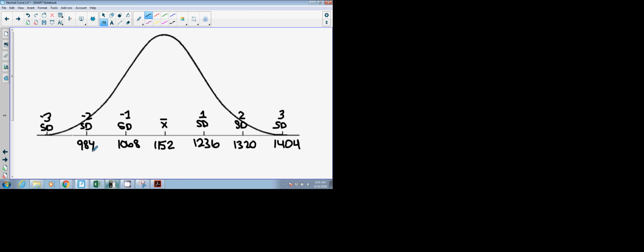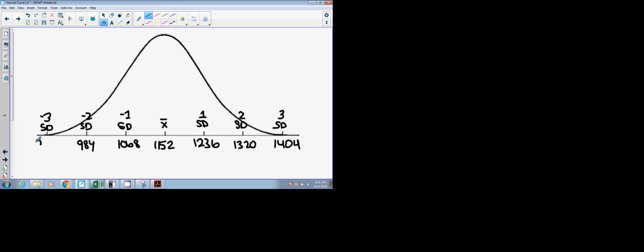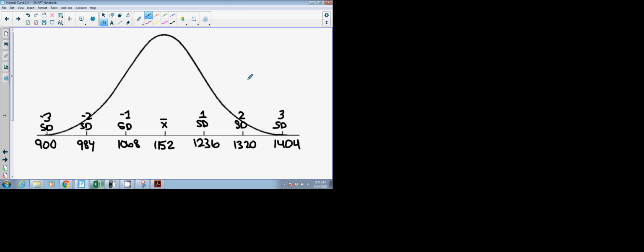And again, we're going to do a similar thing for my -3 standard deviations. I'm going to take away from my mean 3 standard deviations. So 3 values of 84. To get to my -3 standard deviation value of 900. So I have now drawn the normal curve. I've labeled the mean and the number of standard deviations, and I have identified the value of each mean and each standard deviation in this picture right here.